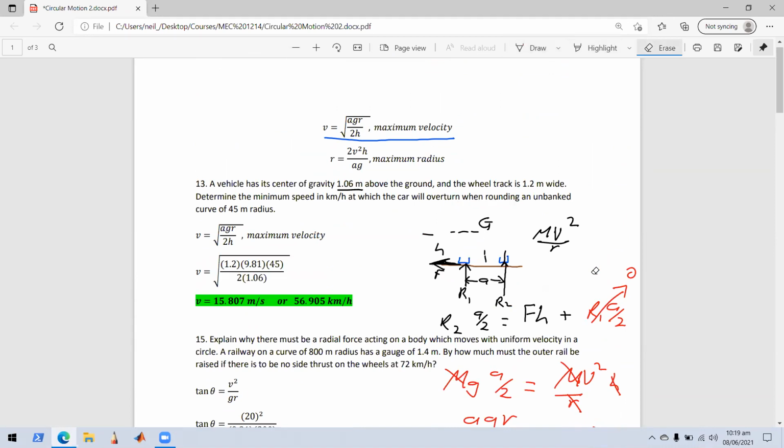And now for maximum radius, you just go ahead and rearrange that formula and solve for R. So that way we can know the maximum radius, assuming a particular velocity.